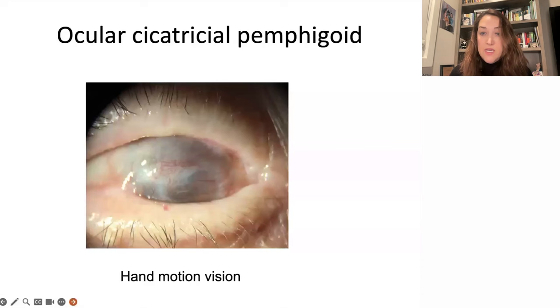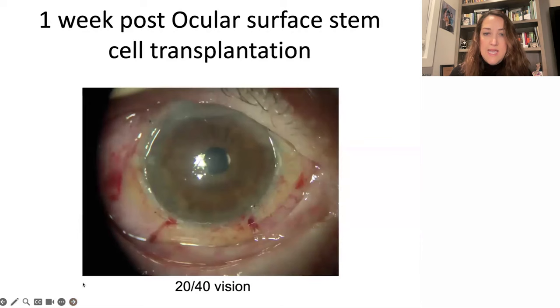Her systemic disease was controlled well with immunosuppression, and we were able to take tissue from her sister and cadaver, again do a 360-degree, what we call Cincinnati procedure, and you can see this is what she looked like a week after her transplant with 20/40 vision, with no need for further cornea transplantation once we removed all of that scar tissue from the surface. Her other eye, because she is immunosuppressed and still undergoing IVIG treatment, has actually maintained a very stable ocular surface.